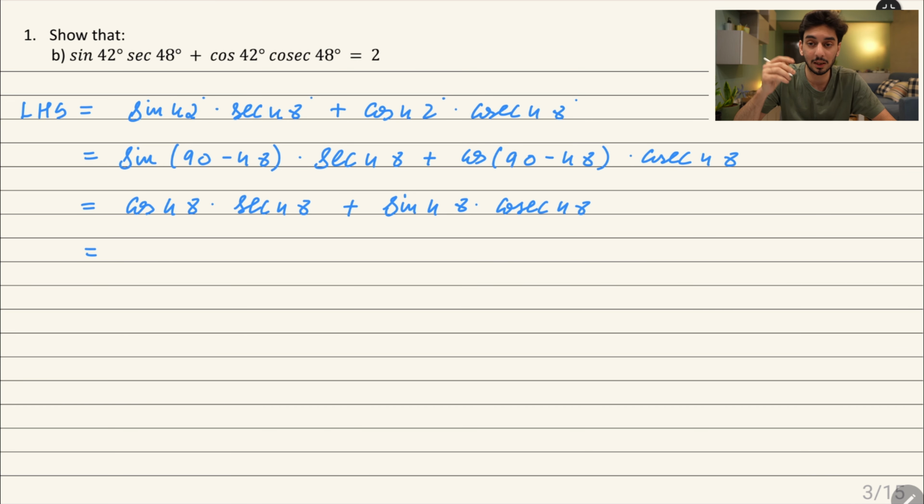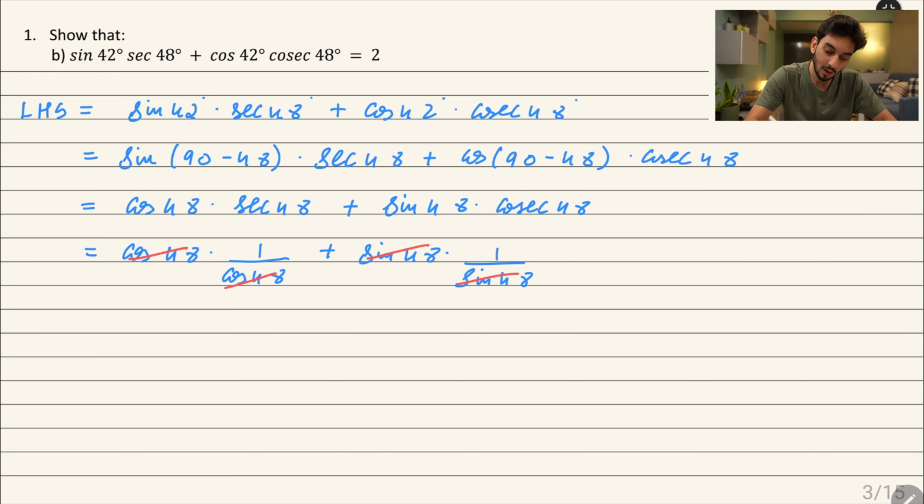Now, we all know that cos and sec are reciprocals of each other, sin and cosec are reciprocals of each other. So, this can be cos 48 times the sec, which becomes 1 upon cos 48, plus sin 48 as it is and the cosec can become 1 upon sin 48. Just cancel out the cos 48 and cos 48, sin 48 and sin 48. I am left with 1 plus another 1 and that finally becomes equal to 2.